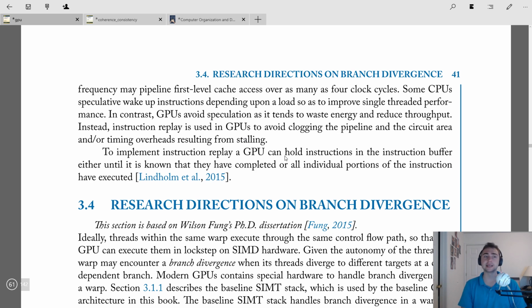Right, so like all these things, we have our guesses as to how it's done. So for instruction replay on a GPU, we can hold instructions inside of the instruction buffer, either until it is known that they have completed or all individual portions of the instruction have executed. Right, so this is just saying that we'll keep that copy of the instruction around just in case something happens, we still have all the information, and we'll keep it around until we either know that it's done or all the individual portions have finished and it's just waiting to finish, right?